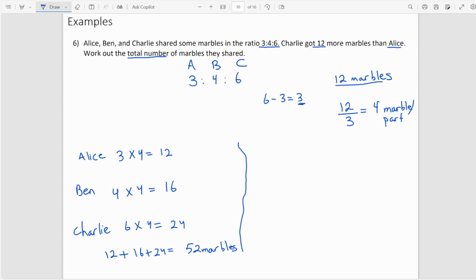Okay. What about the other way? The other way involves you saying, well, how many parts do I have? The total number of parts is 3 plus 4 plus 6. And this gives you 13. So I have 13 parts in total, and each part is represented by 4 marbles. So I have 52 marbles in total. As you can see, this method is faster. It does involve a lot less writing. But you can use either. Either way is correct.